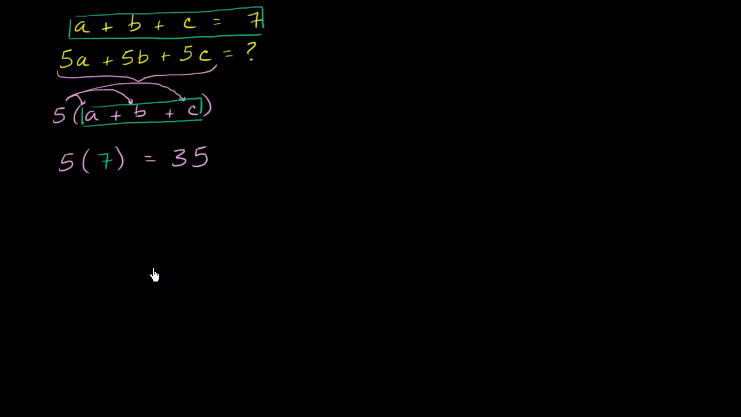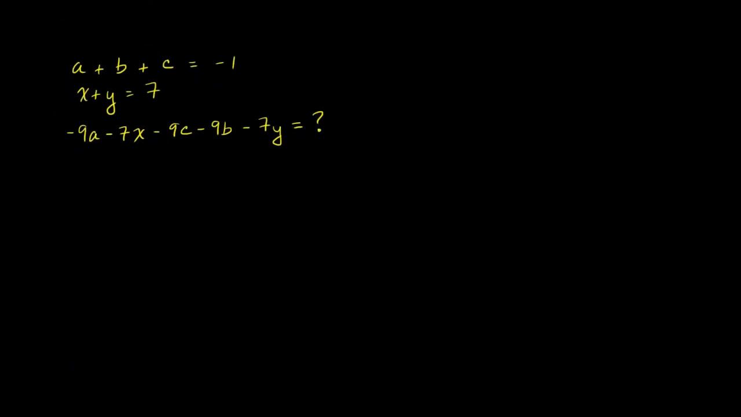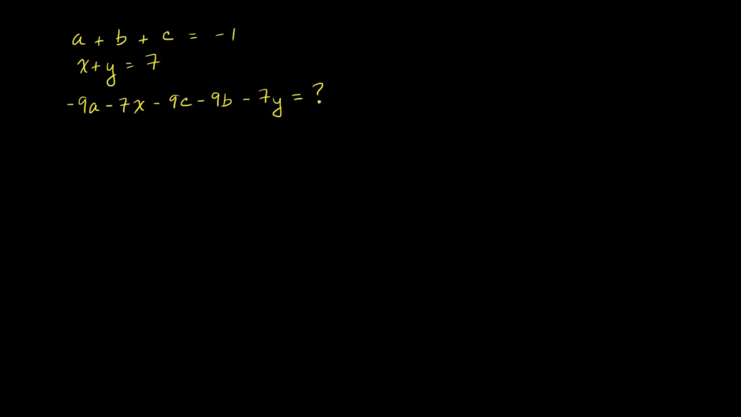Let's do one more of these, and this is going to be a little bit more involved, but hopefully you see the same idea. We're told a plus b plus c is equal to -1. And we have two more variables here. We're told that x plus y is equal to 7. And then they ask us this big hairy thing. What is this equal to? I'll give you a few seconds to give it a little bit of thought.